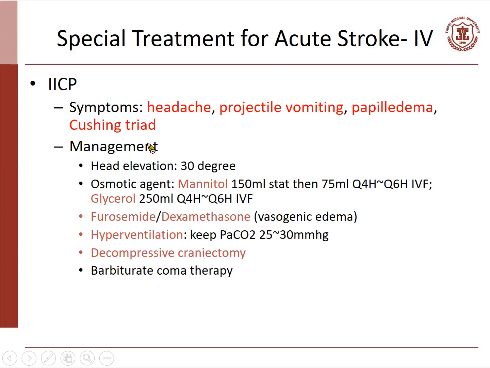How to manage the ICP? You can elevate the head to 30 degrees and use some osmotic agent such as mannitol or glycerol. But for glycerol, you should be careful if your patient has diabetes mellitus, because glycerol may cause the blood sugar to get higher. We can use steroid, dexamethasone, for vasogenic edema, or hyperventilation, keeping the PaCO2 around 25 to 30 millimeters of mercury. Sometimes it still cannot be controlled by medical management, and we need to decompress with a craniotomy.